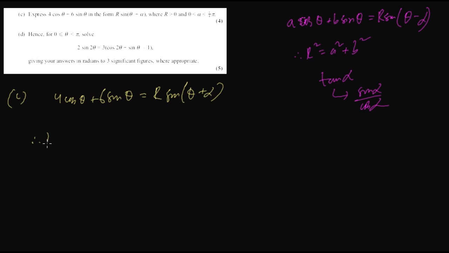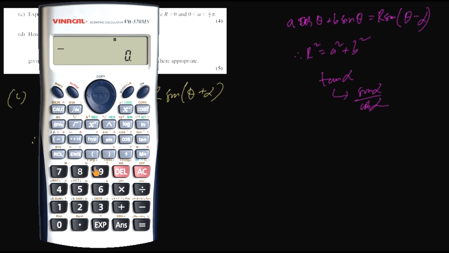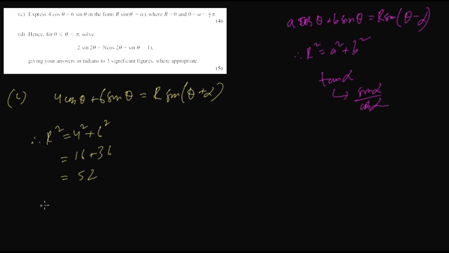So therefore r square equals to 4 square plus 6 square, which means 16 plus 36, which means 16 plus 36 is going to be 52. So 52, therefore r equals to plus minus square root of 52. Now we don't have to write down the answer in any decimals, and r is positive, so r is going to be square root of 52. Now after that, the next thing we have to find is alpha. So for alpha we have to break this thing down.